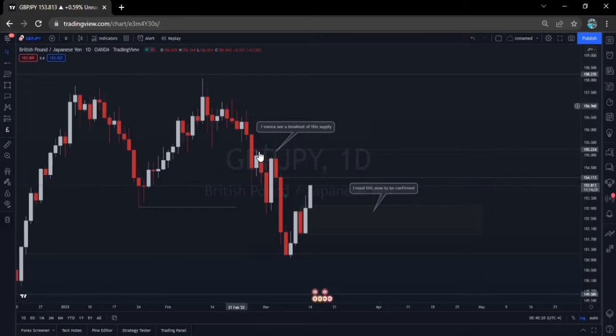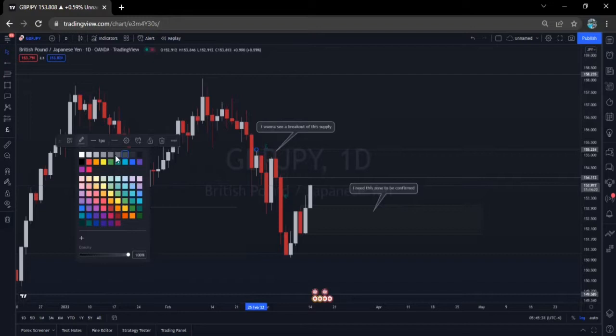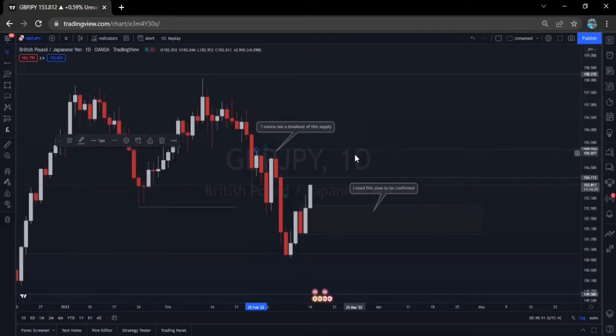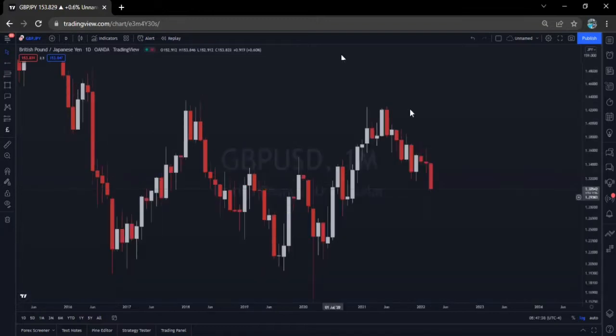So yes, there is incentive to take out the supply zone. I mean, these equal highs over here. There's incentive. Liquidity creates incentive for the market makers to take out stop hunts, right? That's what we know. So these are my thoughts and sentiments on GBPJPY. Let's move on to another pair.